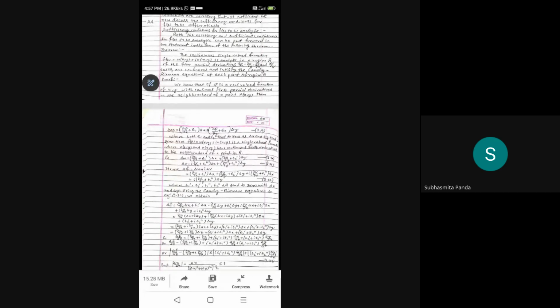Your del u by del x, del u by del y, del v by del x, del v by del y must exist. These four partial derivatives must exist and they must be continuous.